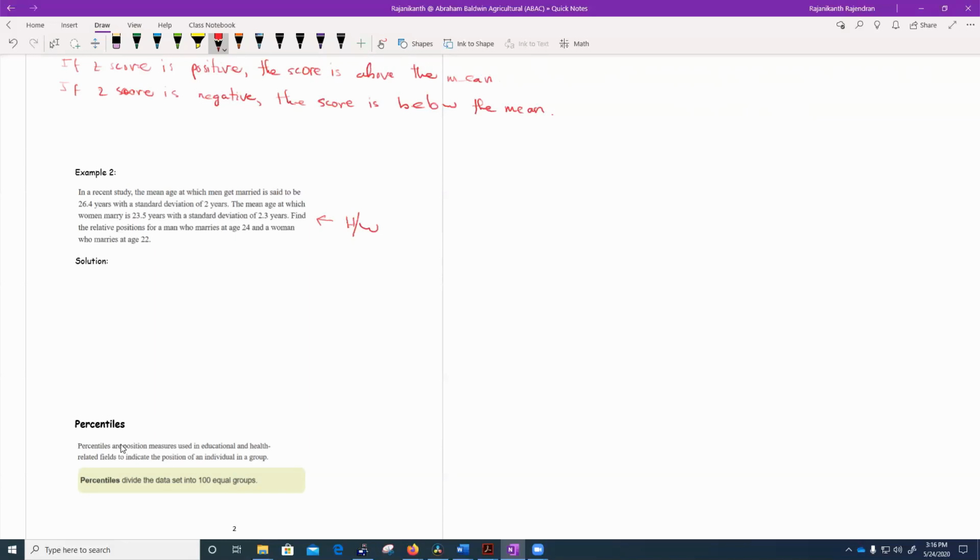Okay, so if you look at the last sentence for this problem, find the relative position for a man who gets married at age 24. So this age is going to be the actual age for the man, right? But the mean score for the man, the men get married, that is going to be 26.4. So this is basically the mean for the men, and this is the actual. So with the standard deviation, find the z-score for the particular person. Then after that, you have to do the same thing for the women and compare which one is higher and explain in words like I gave last time. Okay, that is there.